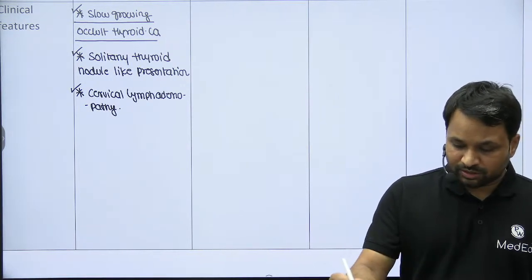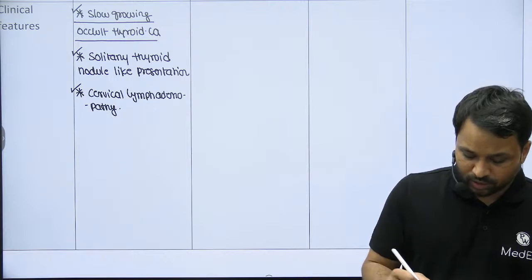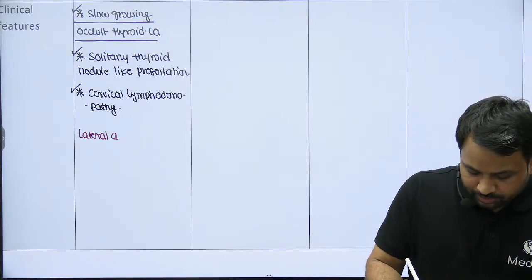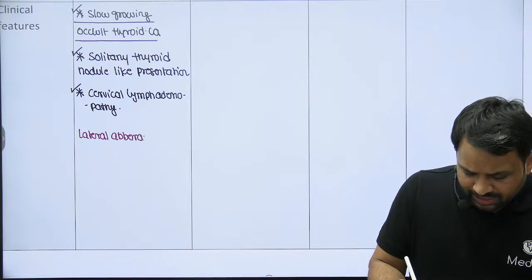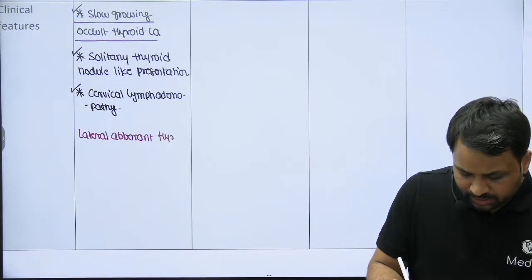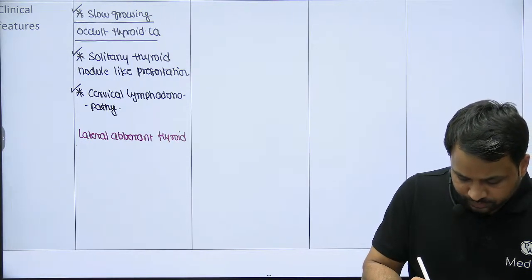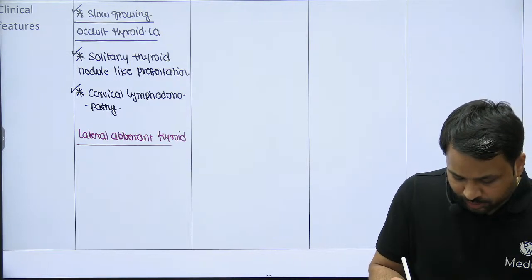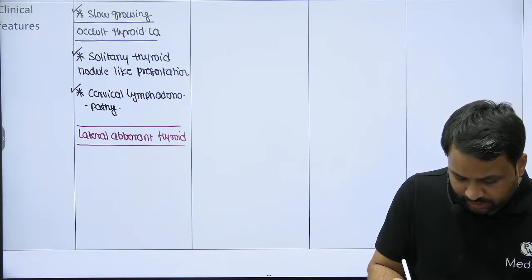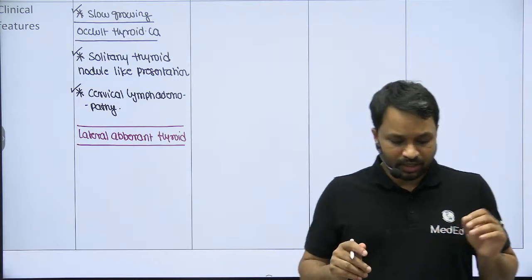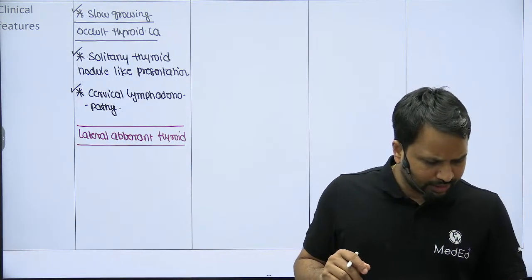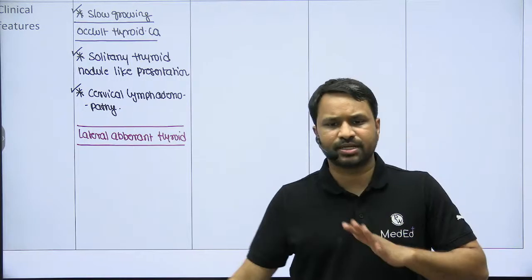This is a special scenario that you can see, that these patients can also present with something called a lateral aberrant thyroid. Now what is this lateral aberrant thyroid? This is a condition where a patient is going to present with a swelling on the lateral side of the neck. Okay. Now, I'll just show you an image of my patient. After this I'll show it to you.